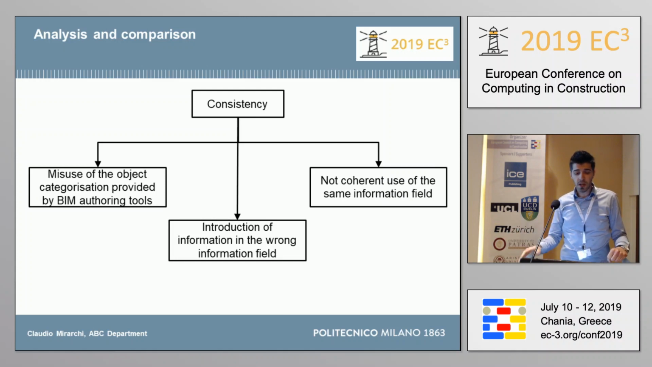About consistency, we have the misuse of BIM object categories. For example, we have walls used to model everything in the building, from skirting to pillars to everything else. So also in this case, we cannot use the classification of the semantic structure of the building information model to identify the object, or at least not for all the objects. Or, for example, not coherent use of the same information field. So also in this case, the same information field is used for different information.